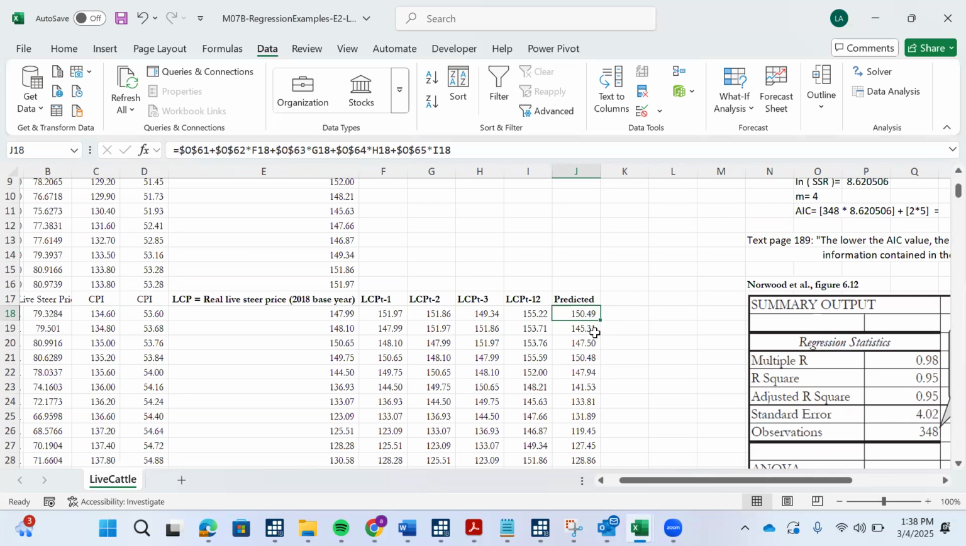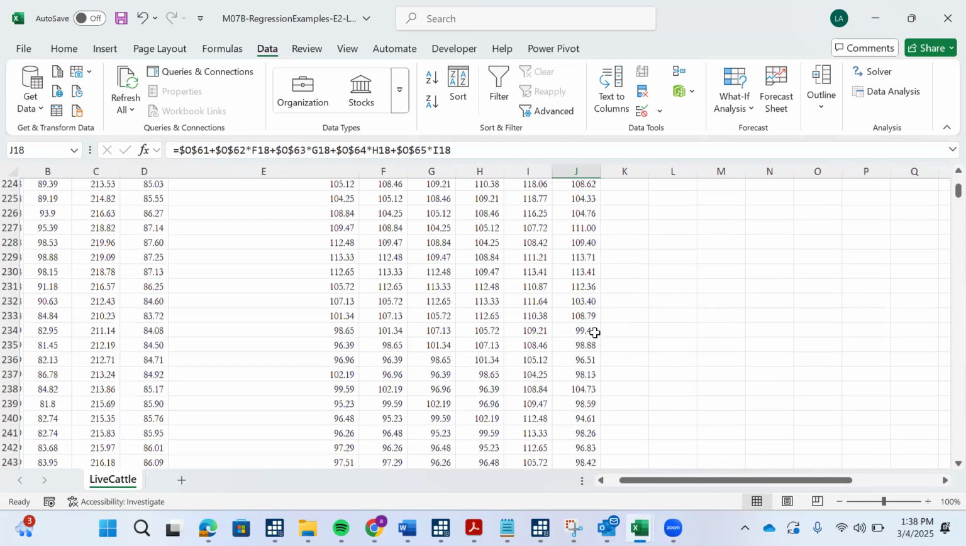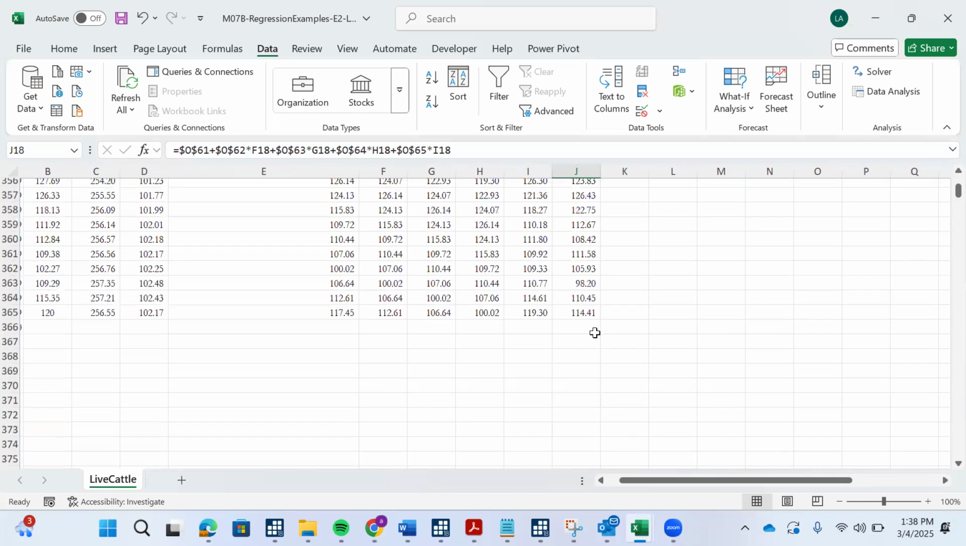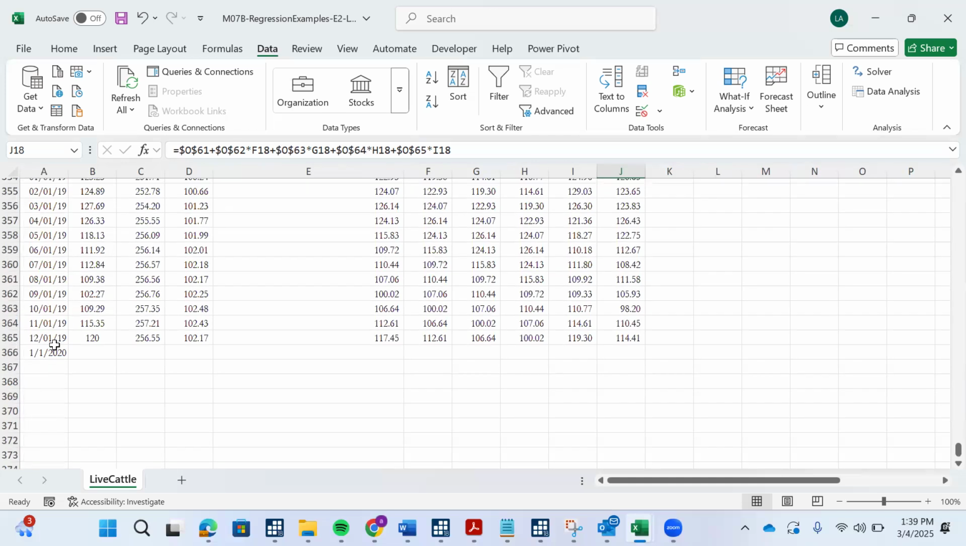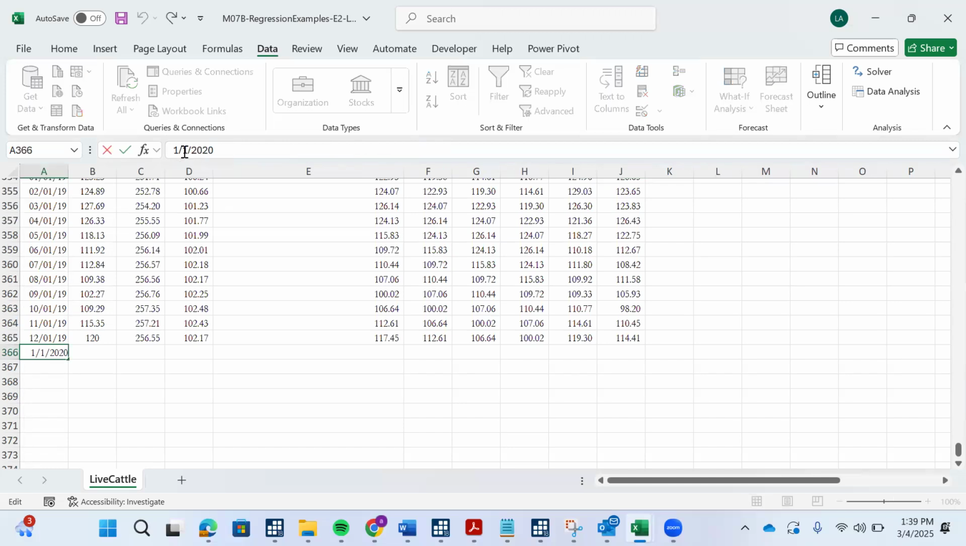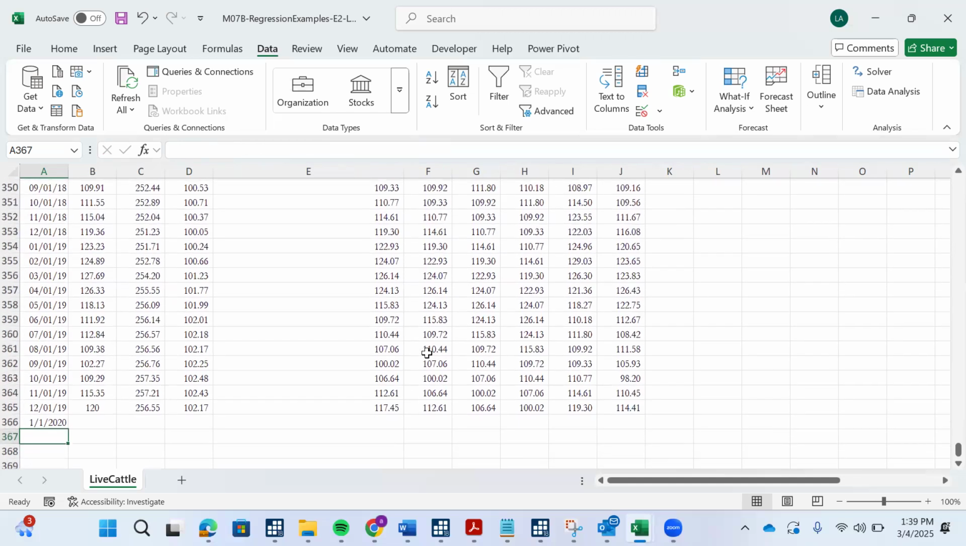Then we auto-filled it down. We can go all the way to the bottom here. The last month that we have is 12, 2019. These are on the first of the month. So this is the beginning of December 2019. And we might ask the question, okay, well, what about January of 2020? We don't observe any data in January of 2020. We don't know what the steer price was. But what we can do is predict it based on our previous values.